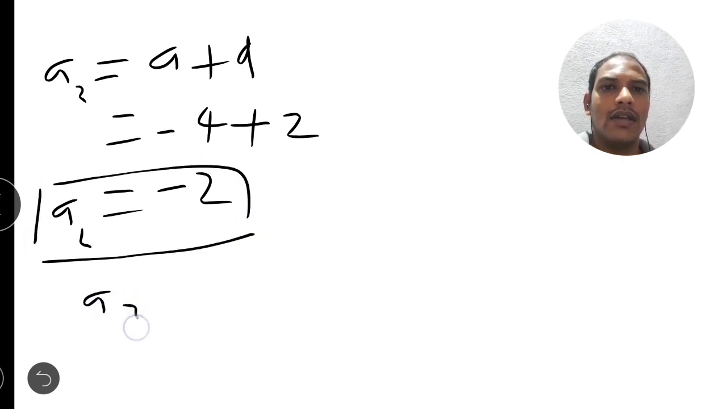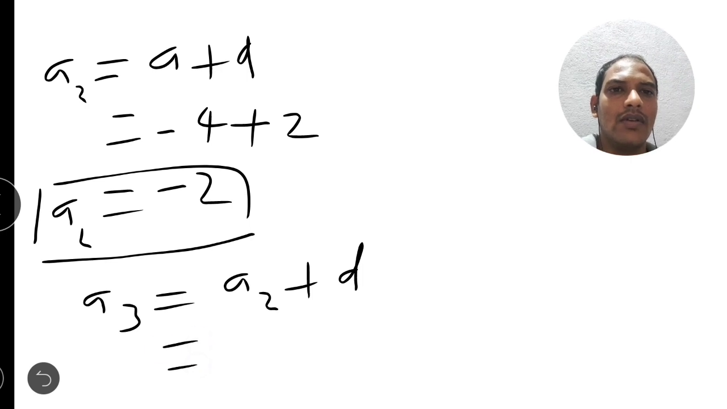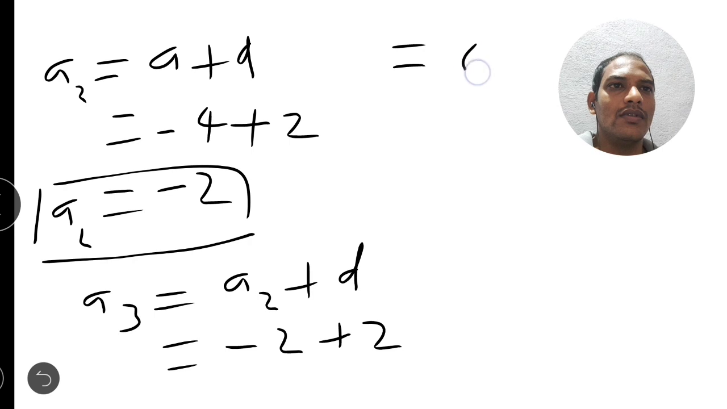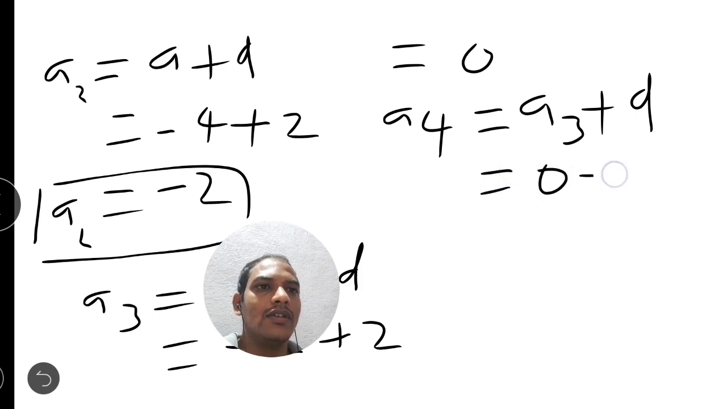Next, the A3 value. To find the A3 value, you can use the general form of arithmetic progression. Otherwise, you can use A2 plus D, the definition of arithmetic progression. So A2 is minus 2 plus the D value 2, so it is equal to 0. So the A3 value is completed. Next, A4. A4 means A3 plus D. So the A3 value is 0, the D value is 2, so it is equal to 2.